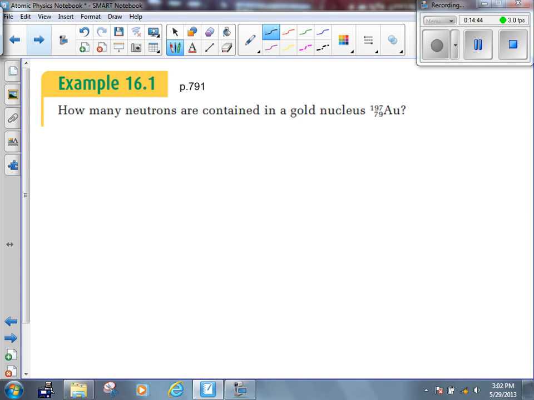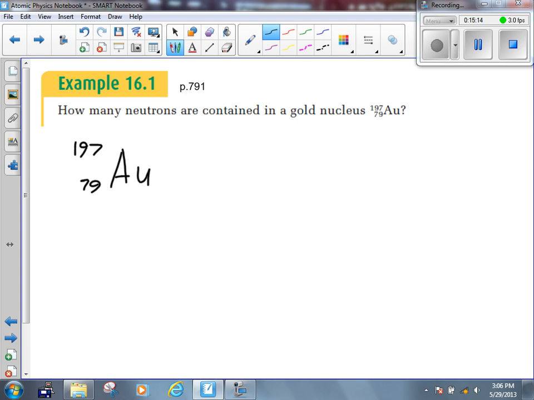Gold-197 has a mass number of 197 and an atomic number of 79. We're asked to find out how many neutrons gold-197 has. But first, let's get the number of protons. This is easy. How many protons does gold-197 have? 79. Yeah, it's the atomic number.